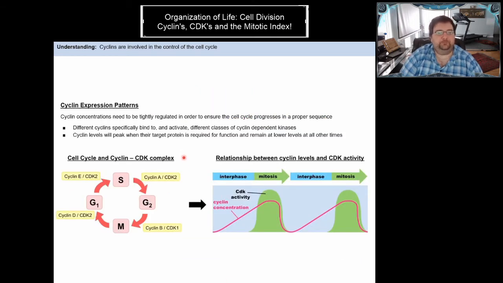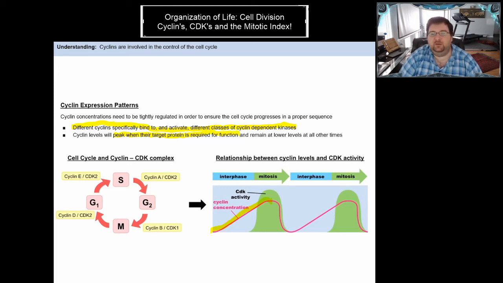So here we go. You have different cyclins that specifically bind to and activate different classes of cyclin-dependent kinases. I kind of brought this up in the last slide. The only thing that is different here is the cyclin concentration. As the cyclin concentration reaches its peak, that is going to be concurrent with when their target protein is required in the cell cycle.